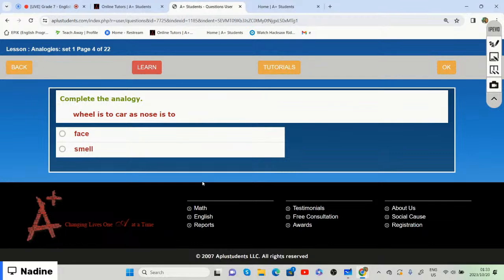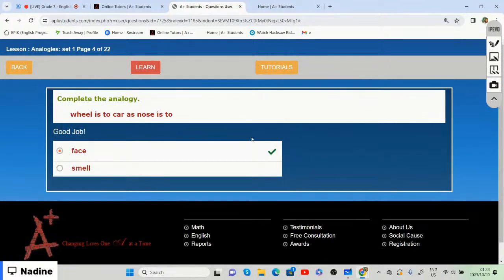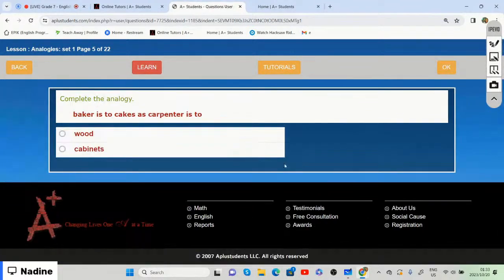All right. So basically, if we have wheels on a car, then it means that we also have a nose on our face, right? Because we use the nose to smell. So good job. And then we said baker, right? A baker bakes cakes.